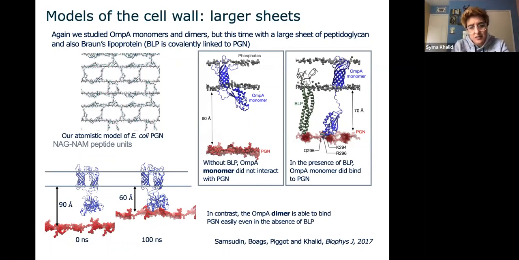And, I guess one's tempted again to make a hypothesis that this could be an in vivo role for the dimeric protein, that maybe in the absence of bronze lipoprotein, having these two monomers together provides a tight interaction with the cell wall. But it could be that we're missing something else in our simulation. So again, I'm hesitant to say that with any kind of certainty.